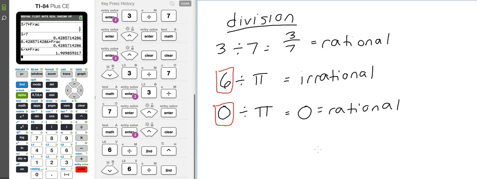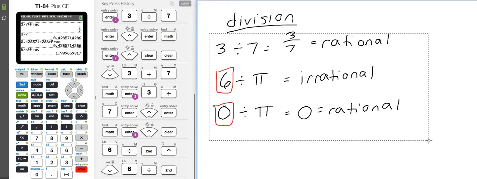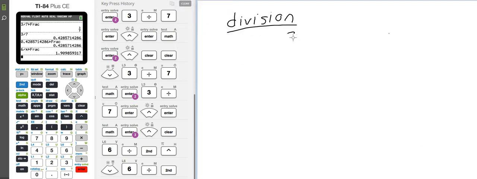Now, let's say you had 2 irrational numbers. If you have 2 irrational numbers, their quotient will sometimes be rational and sometimes be irrational. Let's clear the screen and check this out. Let's start with the scenario when we're dividing an irrational number by an irrational number and we're going to get a rational number.